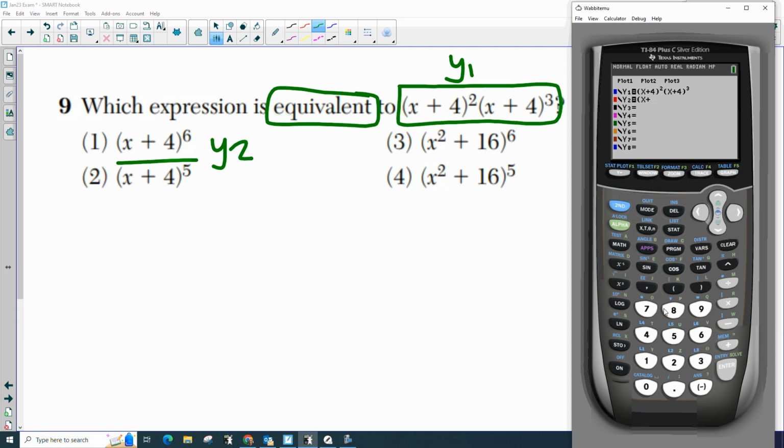X plus 4 to the 6th power. Okay, if you haven't yet, please pause the video and type that in. The only way you get better is you practicing it too. Don't just watch what I'm doing.